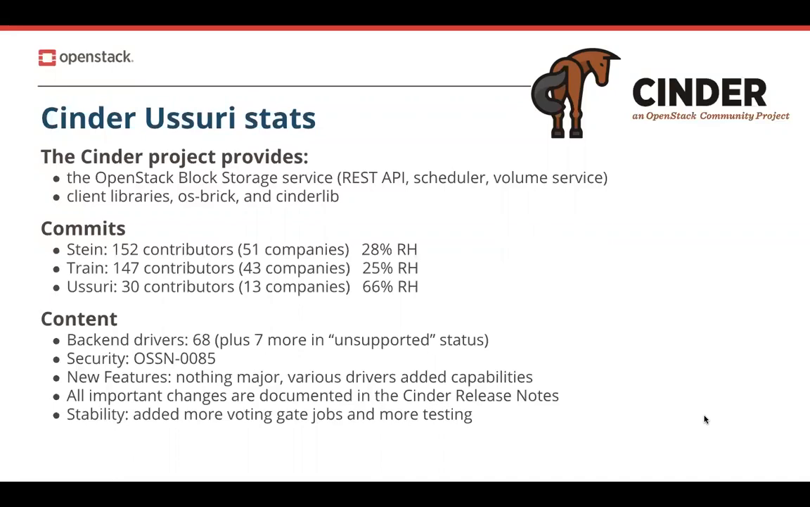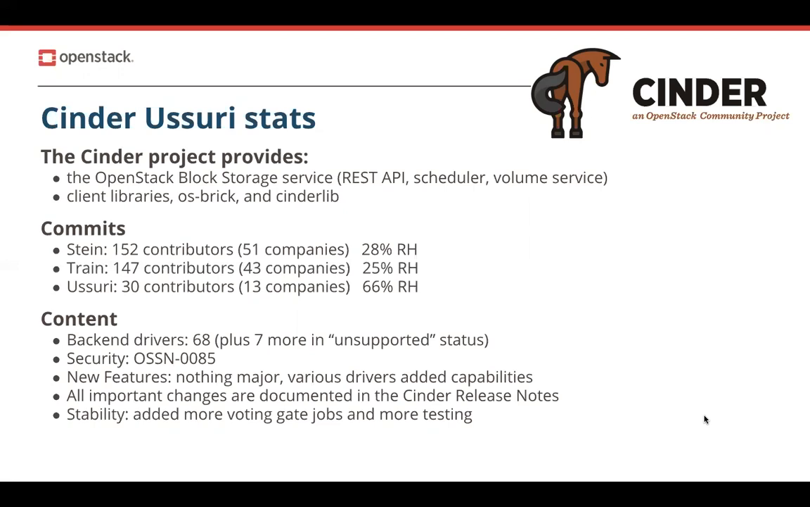And then the percentage you see on the right is the percentage from my company, Red Hat. So in Ussuri, we did 66%. So that's good and bad. I mean, the good is that we're competent people and we're very interested in keeping OpenStack running. But the downside is it would be nicer to have more diversity of opinion and interest in our project. So I just want to bring that to your attention in case you have developers you can influence who might be interested in working on Cinder or the block storage service.